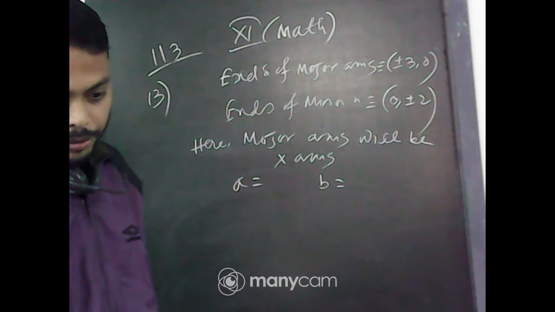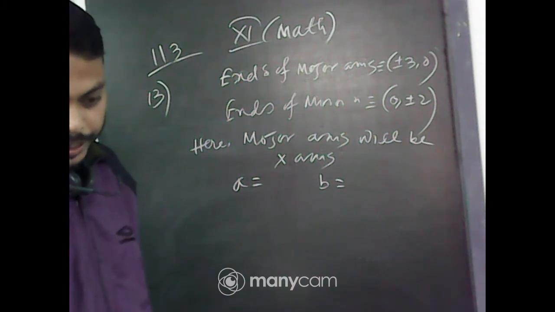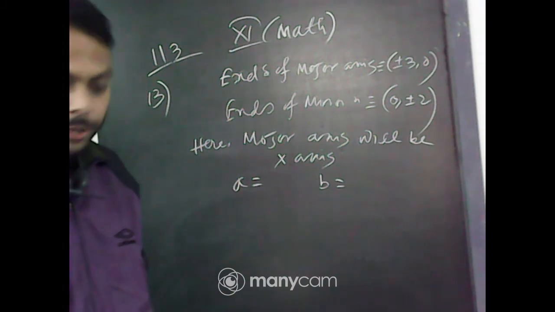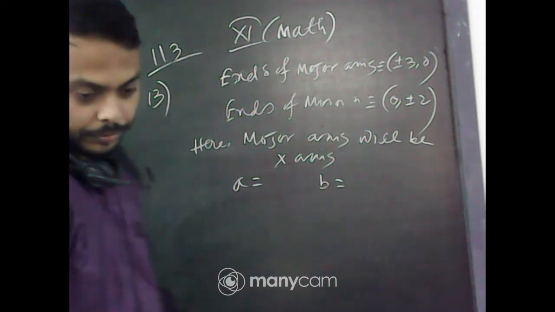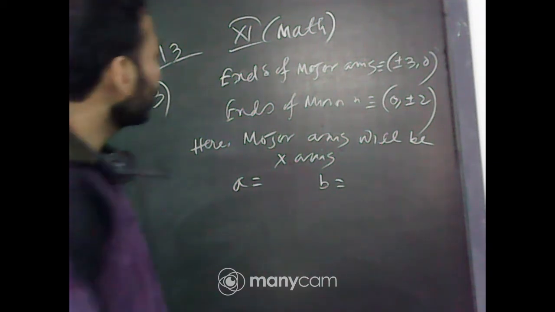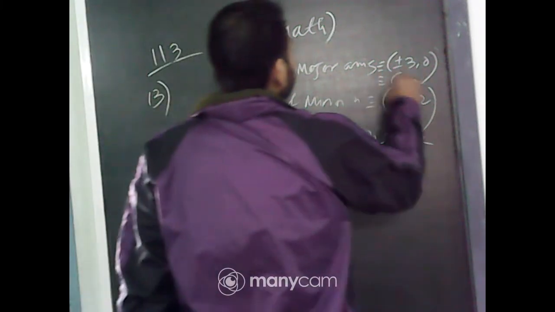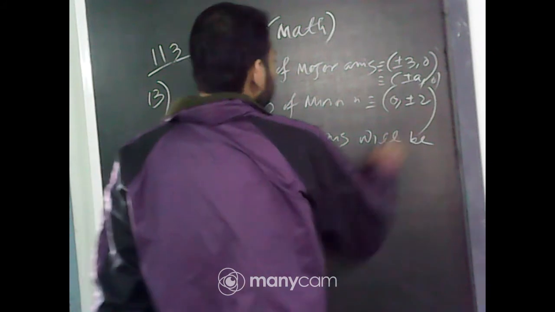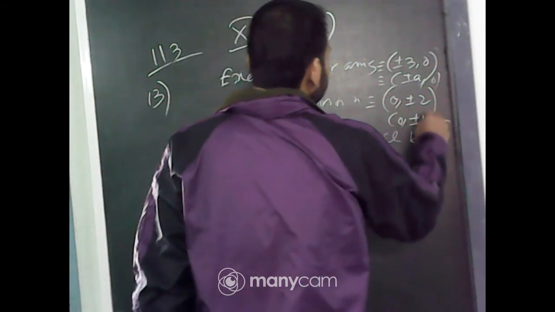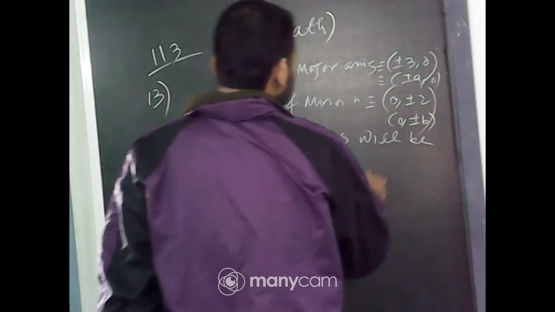Tell me the value of a and b. Yes, x square by a square plus y square by b square equals 1. Very good. Tell me the value of a and b right now. Comparing it, that is plus minus a comma 0, so a equals 3, and this is 0 comma plus minus b, so b equals 2.